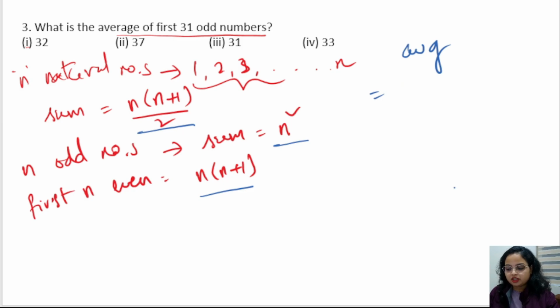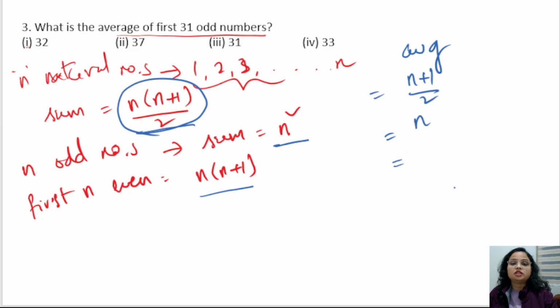So what is the average of first n natural numbers? We will divide this by n. So what will we get? N plus 1 divided by 2. N and n will be cancelled. We will get n plus 1 divided by 2. And what is the average of first n odd numbers? This n square divided by n, it is n. And what is the average of first n even numbers? N into n plus 1 divided by n will get n plus 1.